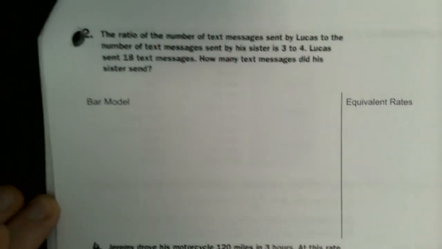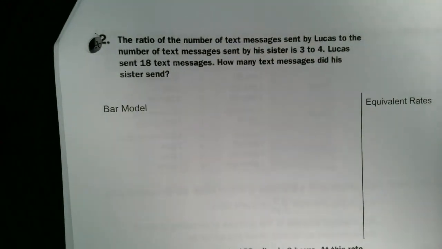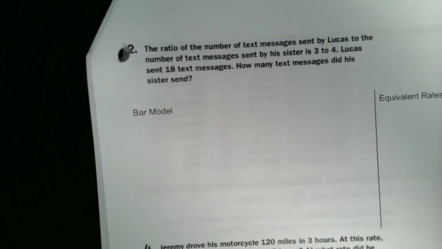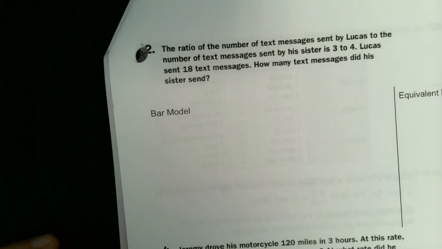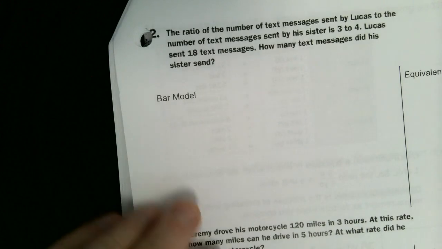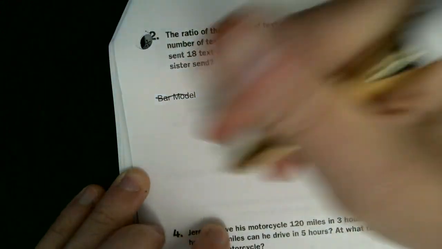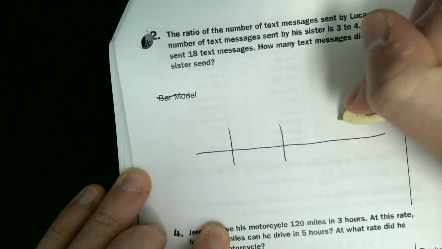Okie dokes. So we have this one here about text messages. It says the ratio of the number of text messages sent by Lucas to the number of text messages sent by his sister is 3 to 4. Lucas sent 18 texts. How many text messages did his sister send? The labels are really important here. It's really important that we understand what number goes where, but we're going to start out, once again, with a lovely little ratio table. 1, 2, 3.